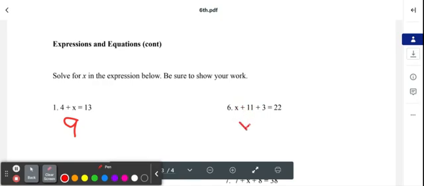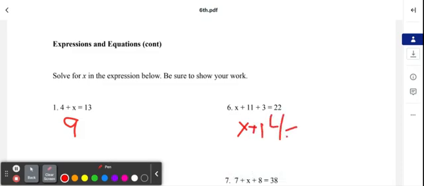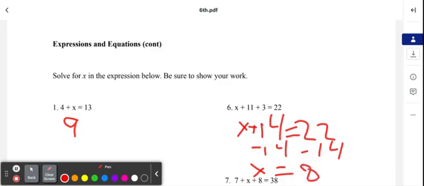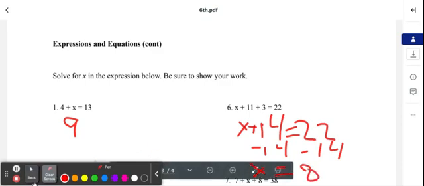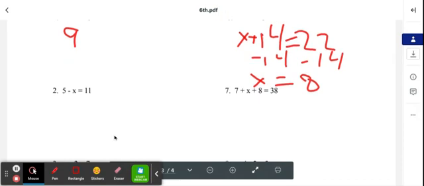This is x plus 14 equals 22. Then you subtract 14 from both sides, and you get x is equal to 8. Oh, that was number 6, my bad. Anyways.